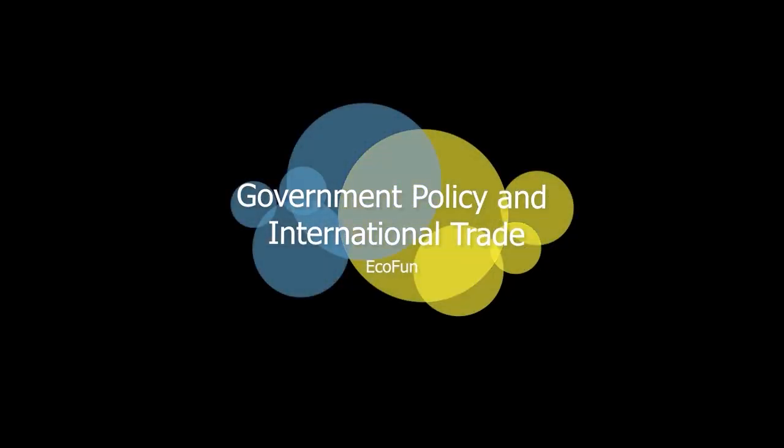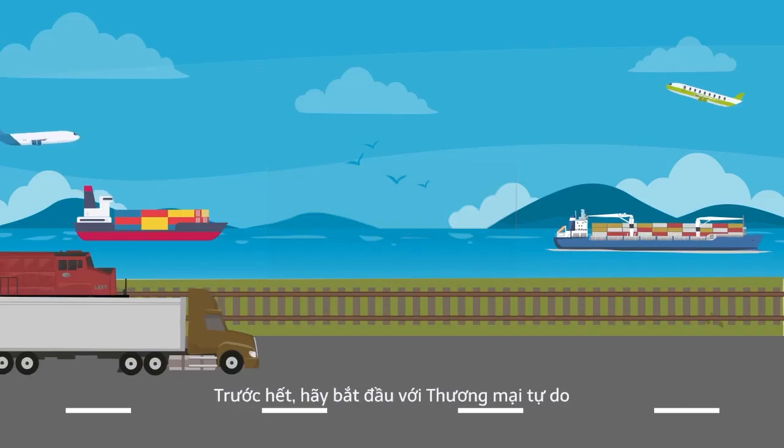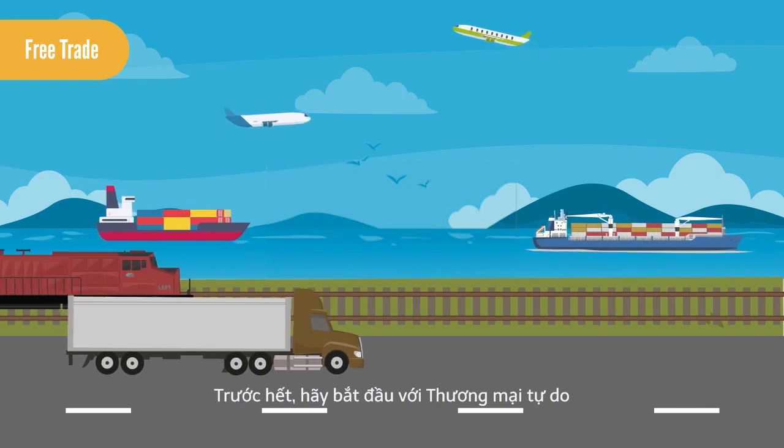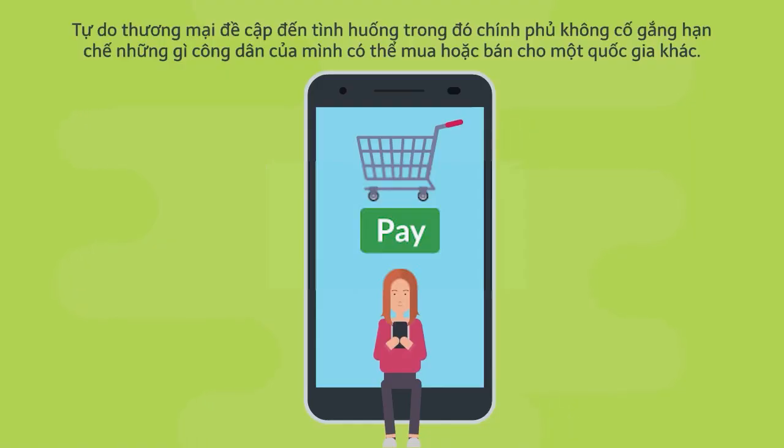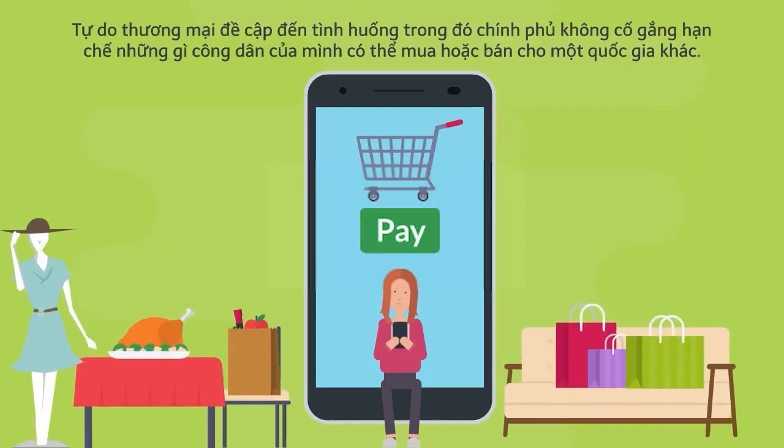In this video, we will look at the political reality of international trade. First of all, let's start with free trade. Free trade refers to a situation in which the government does not attempt to restrict what its citizens can buy from or sell to another country.